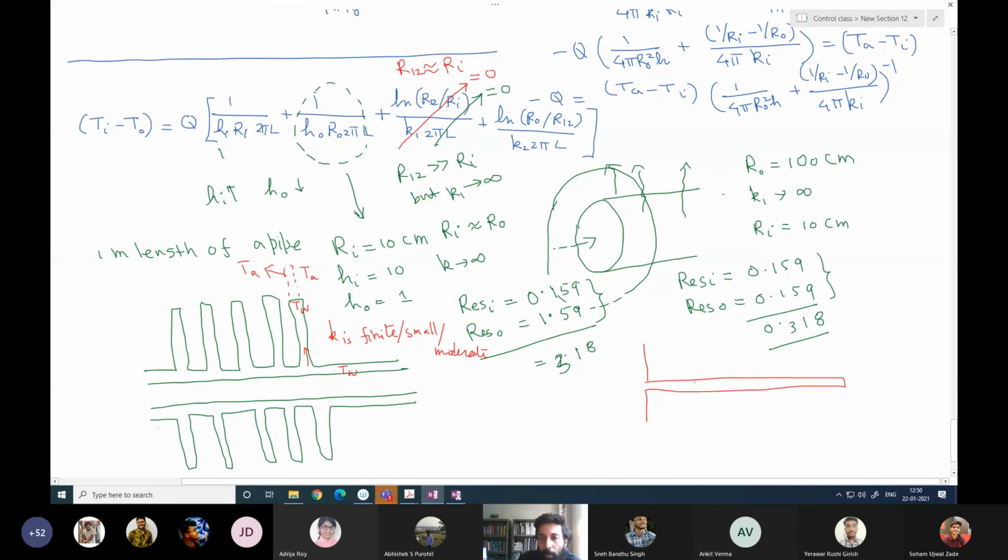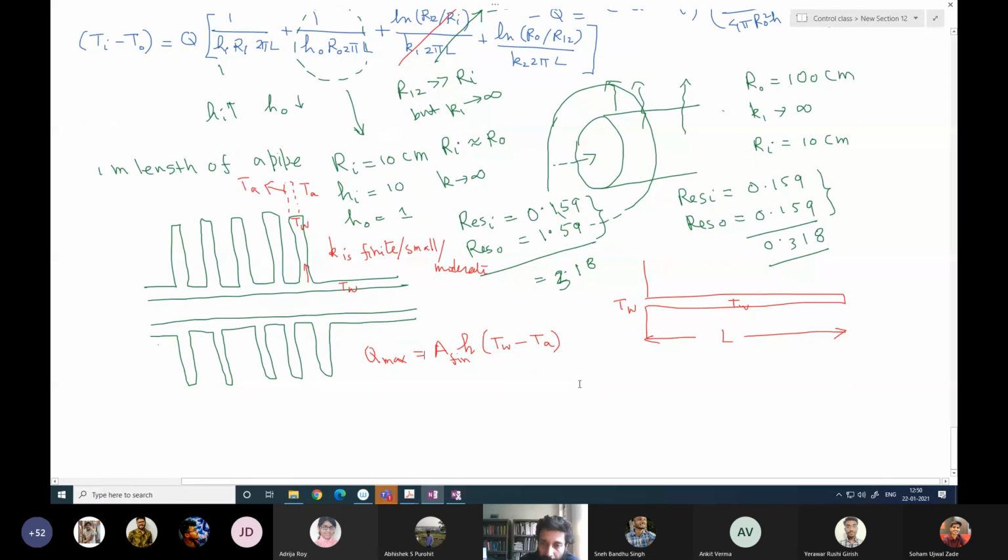So this fin, if everything is at T wall, if I give it a fin of a given length L, an ideal fin will have everywhere temperature as T wall. Here also T wall, here also T wall. So total amount of heat transfer from an ideal fin is h times T wall minus T ambient times area of fin. This is the Q max. But for a real fin, it will be lesser than that.